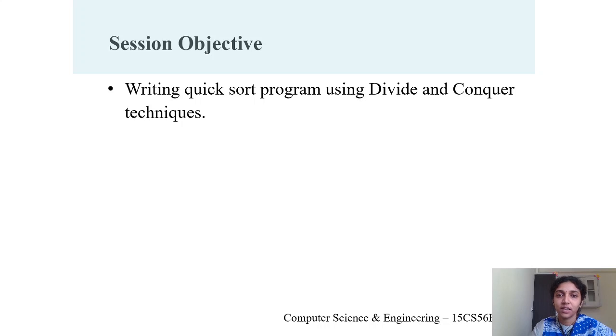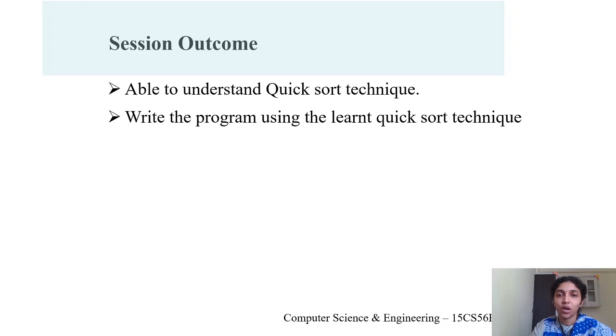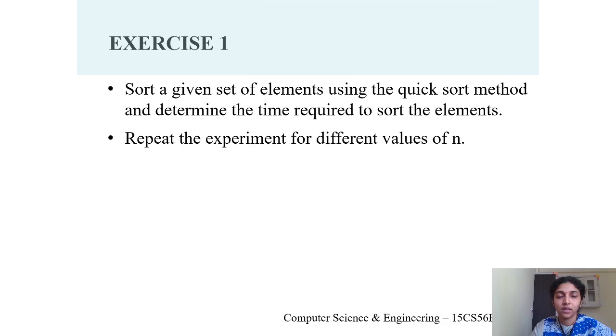The session objective is writing a QUICKSORT program using the divide and conquer technique. The session outcome is that you will be able to understand the QUICKSORT technique and write the program using the learned technique. So exercise 1 is: sort a given set of elements using the QUICKSORT method and determine the time required to sort the elements. Repeat the experiment for different values of n.